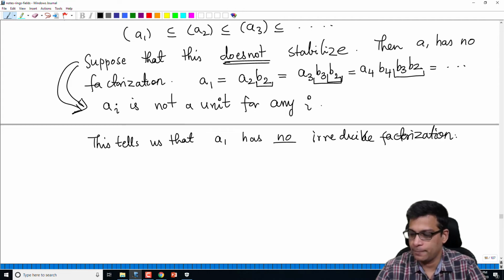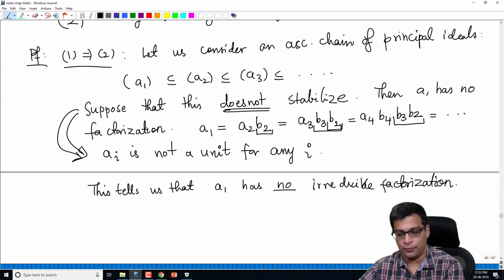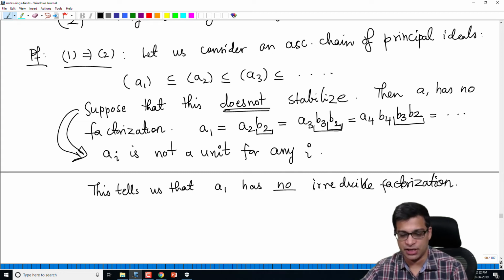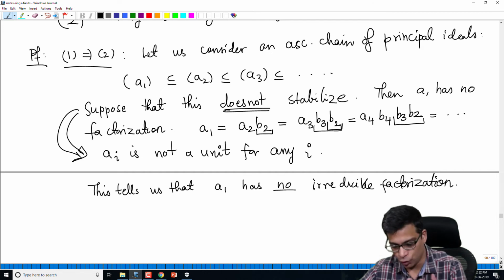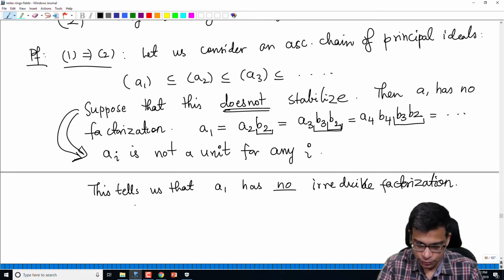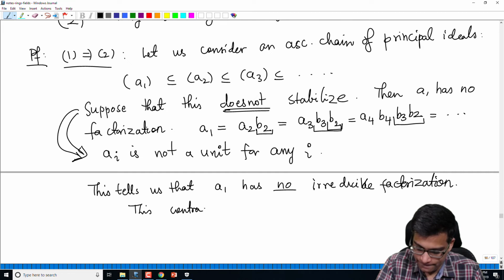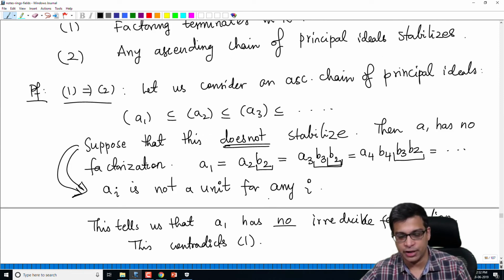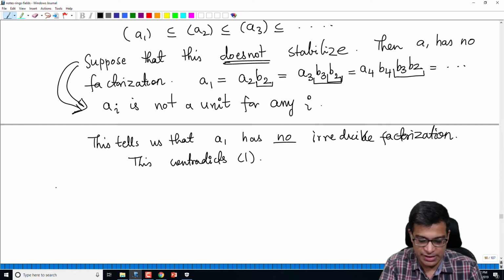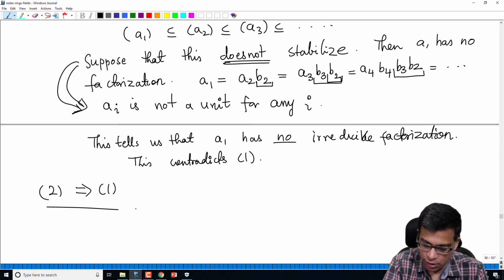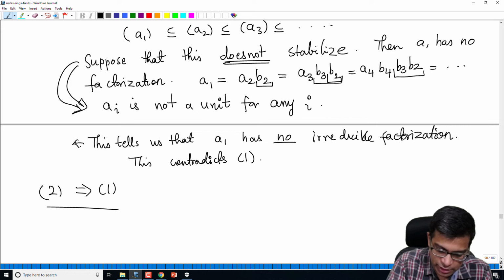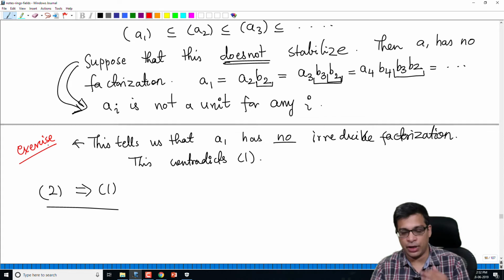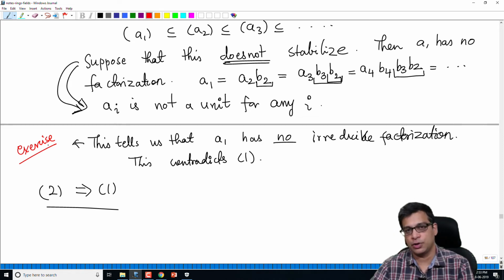If there is a chain of principal ideals which does not stabilize, the first one or any one of those cannot have a factorization. This contradicts 1. So it must be the case that 1 implies 2. If factoring terminates is given, an ascending chain of principal ideals must stabilize. So this little thing I will leave as an exercise for you to convince yourself that if A1 has an irreducible factorization, you cannot possibly keep forever factoring A1.